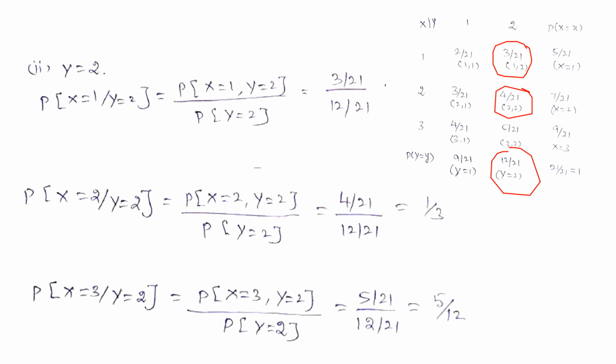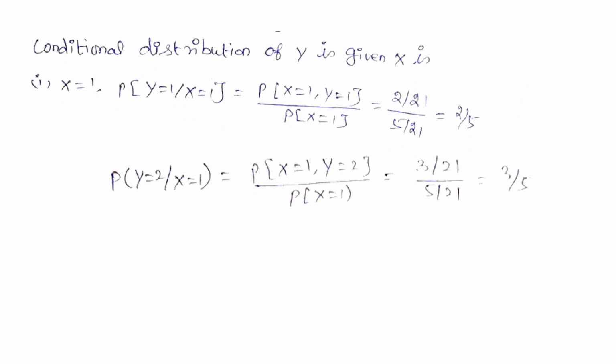Similarly, I can find P of X equal to 3 given Y equal to 2, which is P of X equal to 3, comma, Y equal to 2, divided by P of Y equal to 2. Kindly substitute the values. For 3 comma 2, the third row and second column of the table, the value is 5 by 21, divided by the marginal distribution of y, 12 by 21, which is equal to 5 by 12.